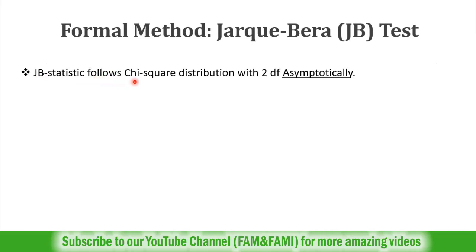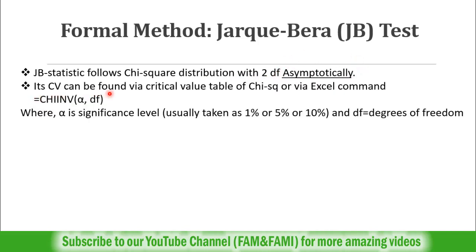The JB statistic follows a chi-square distribution with 2 degrees of freedom asymptotically. Asymptotically means only in large samples. Its critical value can be found via the critical value table of the chi-square distribution, which is usually available in the appendix of most statistics and econometrics textbooks, or you can use an Excel command as well.